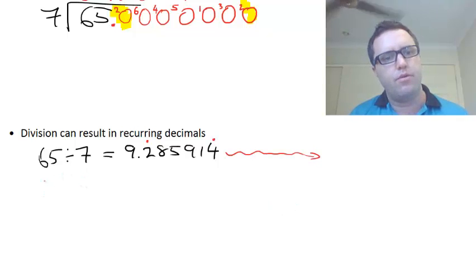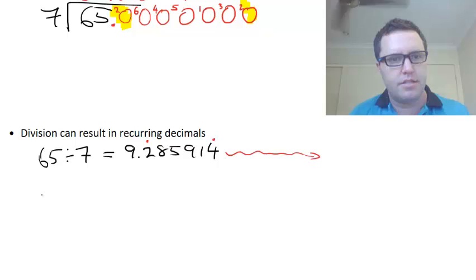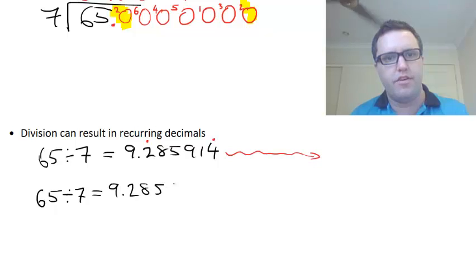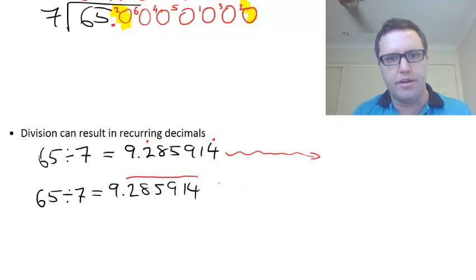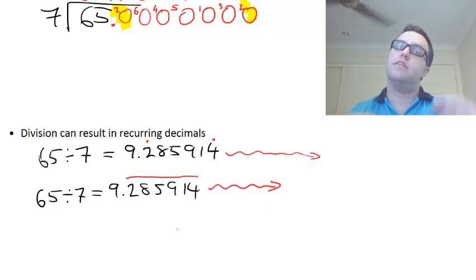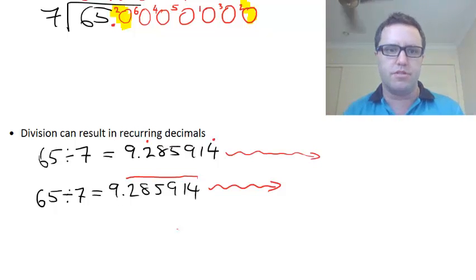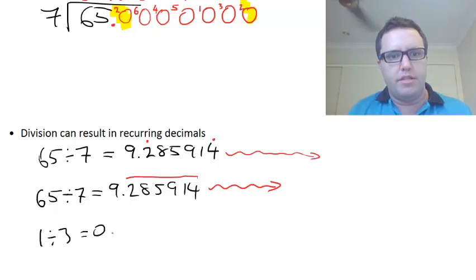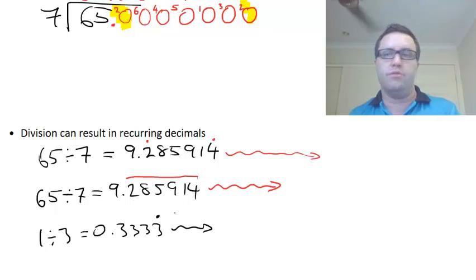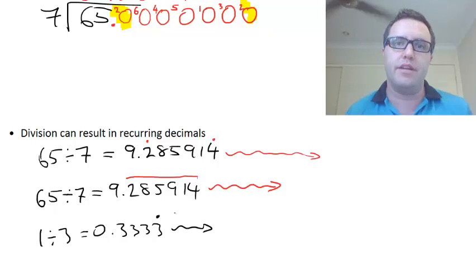Or another way to show it is 65 divided by 7 is equal to 9.285914, and then putting a line over all of the digits that get repeated over and over again. Okay, so that's our couple of ways of showing this idea of recurring decimals. Now, if it's not a pattern that gets repeated, like 1 divided by 3 is 0.3333, and that just goes on forever, you can just put a dot over the individual number that gets repeated forever.